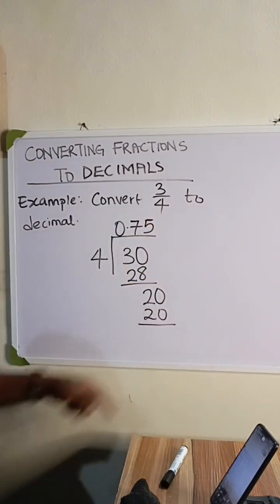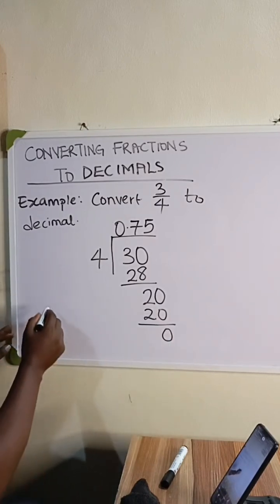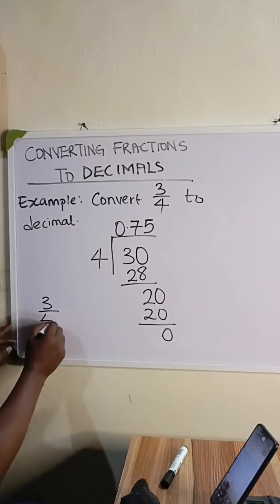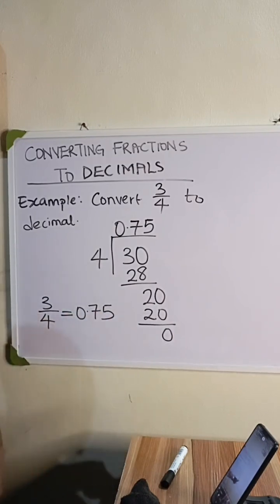20 minus 20 will give you 0. Correct? Okay? So the answer will now be 3 all over 4 is equal to 0.75. So we have been able to convert these fractions to decimal.